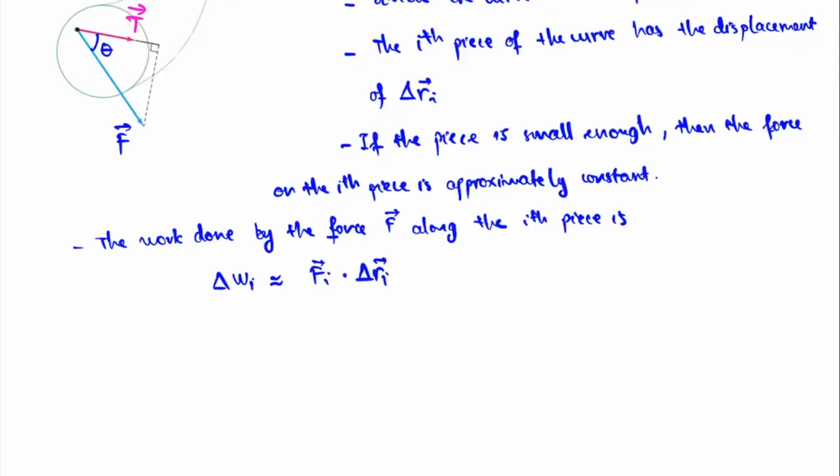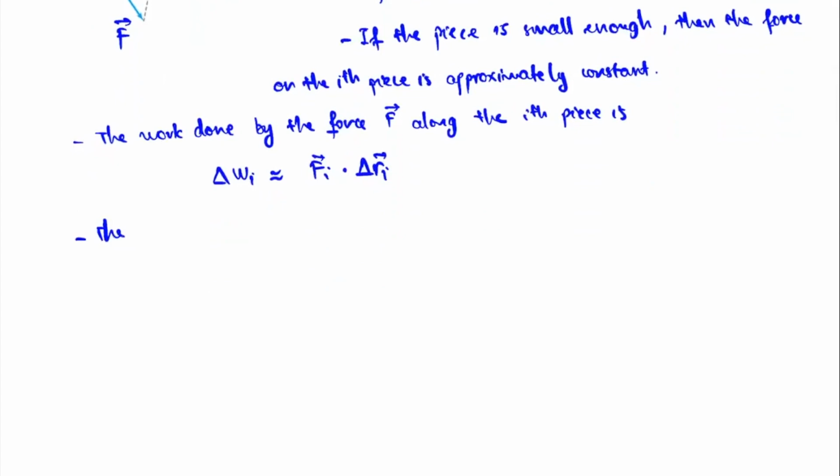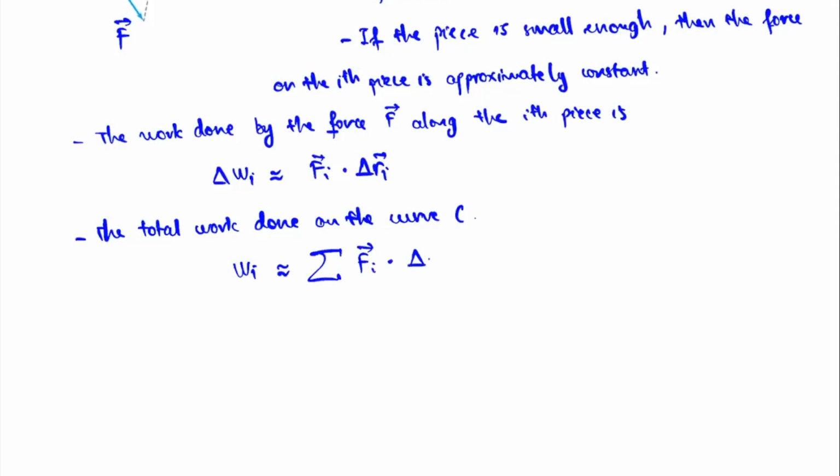Now the total work done on the curve C. Let's say you have n pieces along the curve, and you break the curve down into n pieces, and you approximate the work done along the i-th piece. Now you add all the approximations together, and you have W is approximately equal to the summation of F sub i dot with delta r sub i for i going from 1 to n.